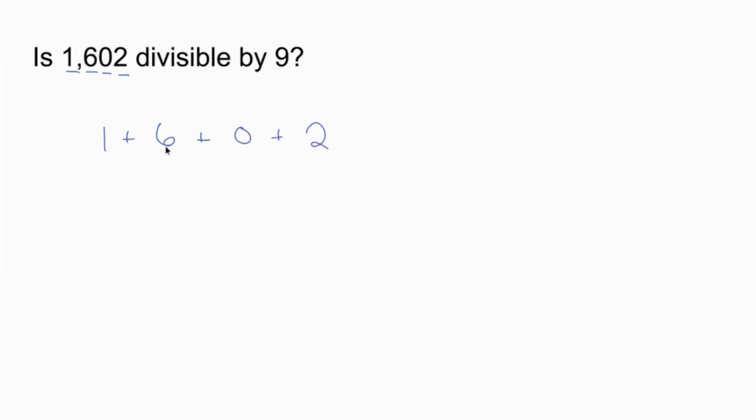1 plus 6 is 7. 7 plus 0 is 7. And 7 plus 2 is 9. Now, we take that number, and if that number itself is divisible by 9, then you're good.